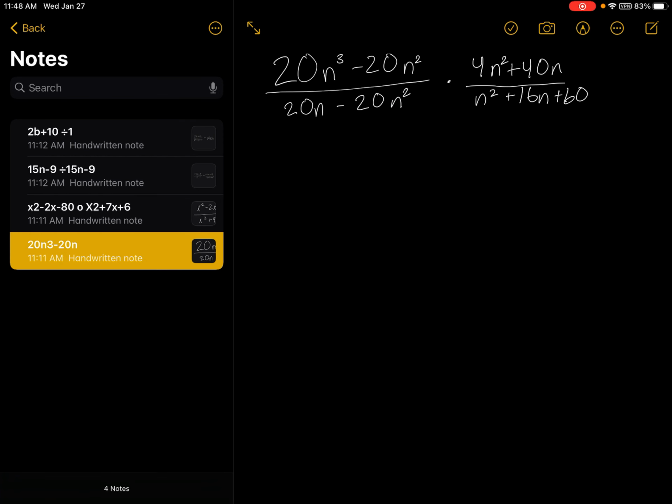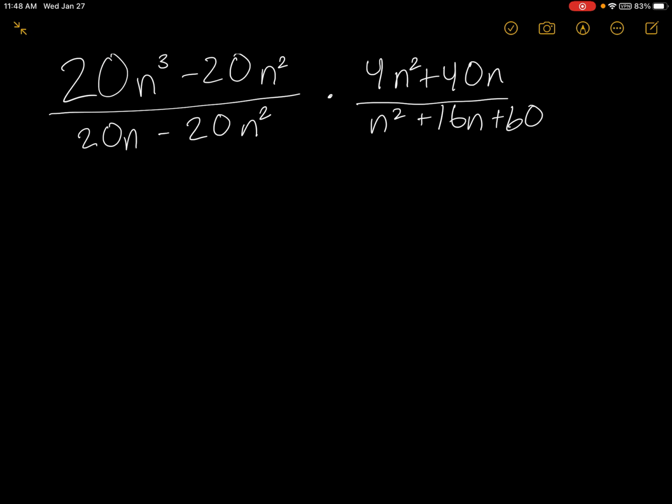This is the same one, 20n to the third power minus 20n to the second power over 20n minus 20n squared times 4n squared plus 40n over n squared plus 16n plus 60. So let's factor. For our numerator and our first expression, both of them have a greatest common factor of 20, and they also share n squared. So we can factor out a 20n squared, right? All right, and then 20n to the third power divided by 20n squared, we're left over with just n.